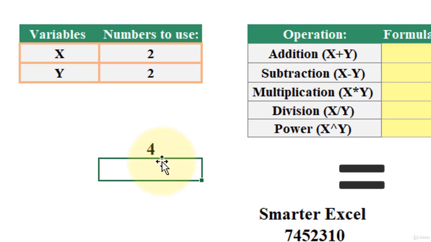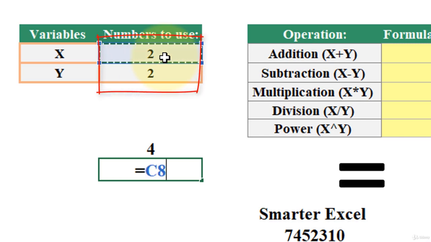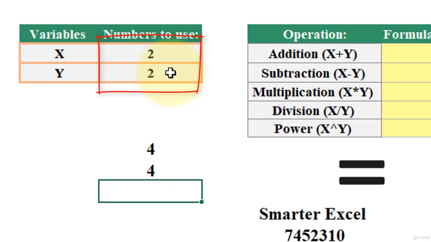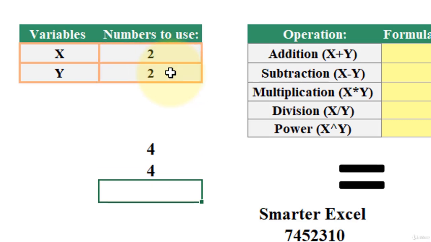Well, let's write this formula another way. Write equal sign and select the reference for the first number, C8. And the operation will be addition. Write plus. And the second reference here will be C9. The final result will be 4. So what is the difference between this 4 and this 4? This is a good question.